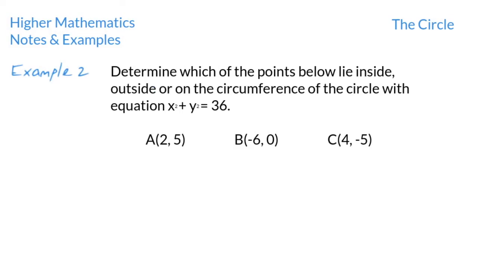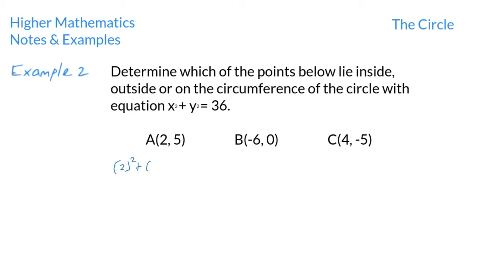For the second example, we'll look at the question of whether a point happens to be inside, outside, or on the circumference of a given circle. So here we've got the circle with the equation x squared plus y squared equals 36, and we've got 3 points that we want to check. Are they inside, outside, or on the circumference of this particular circle? To do this, we'll just consider the points in turn. So we look first of all at point A. What we want to do is to substitute that point into the equation of the circle that we've been given and see if that actually holds true.